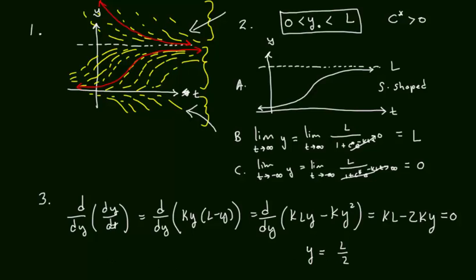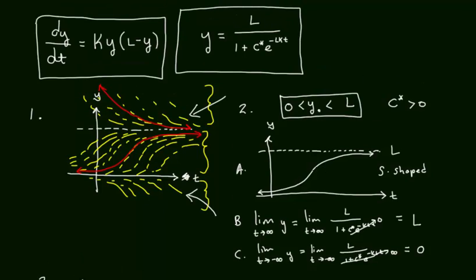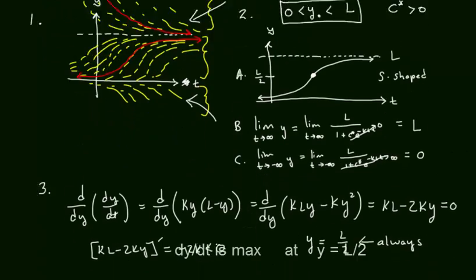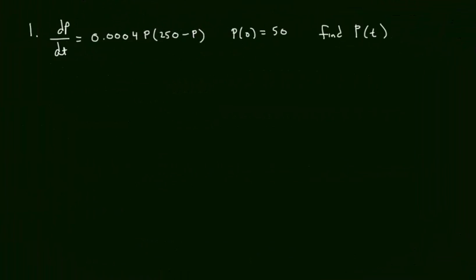I can verify that by taking the next derivative. So the derivative of the derivative again with respect to y, and that's always going to be negative 2k, which is less than 0, verifying that y is max at y equals L over 2. And this is always the case. Y will be growing fastest when we're at half the limit. If I come over here and look at half of L, here's L over 2, the graph is growing fastest at L over 2. Always. Now let's look at a couple examples of this logistic growth.